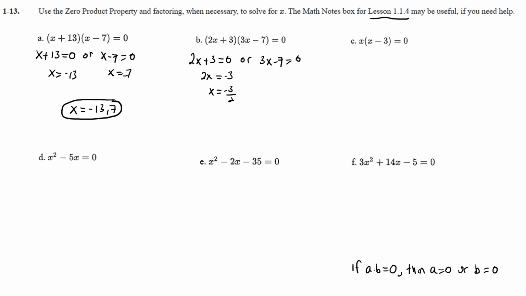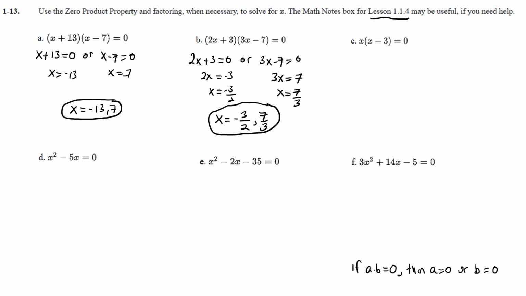So one answer is negative 3/2, and then on the second equation, we're going to add 7 and divide by 3. And the other answer is 7/3. And 7/3 is a repeating decimal, so we do not want to round or use repeated decimals in our answers unless prompted. So the answers here will be either negative 3/2 or positive 7/3.